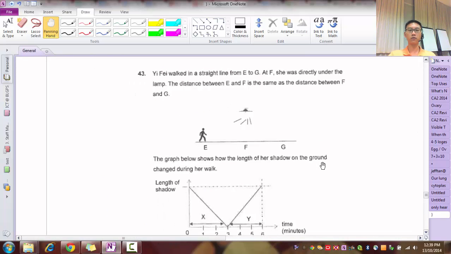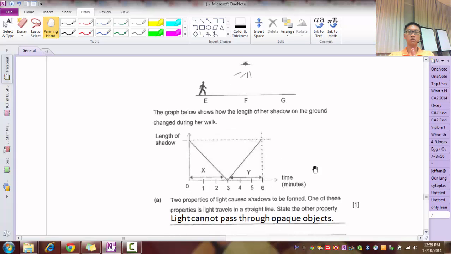Right, question 43. So if A walked in a straight line from E to F, E to G, at F she was directly under the lamp. Okay, so the distance between E and F and G is the same. Alright. So if you look at this graph, time passes because she walks, that takes time, right? So the length of the shadow will drop to 0, and then she continues again, it will increase again.